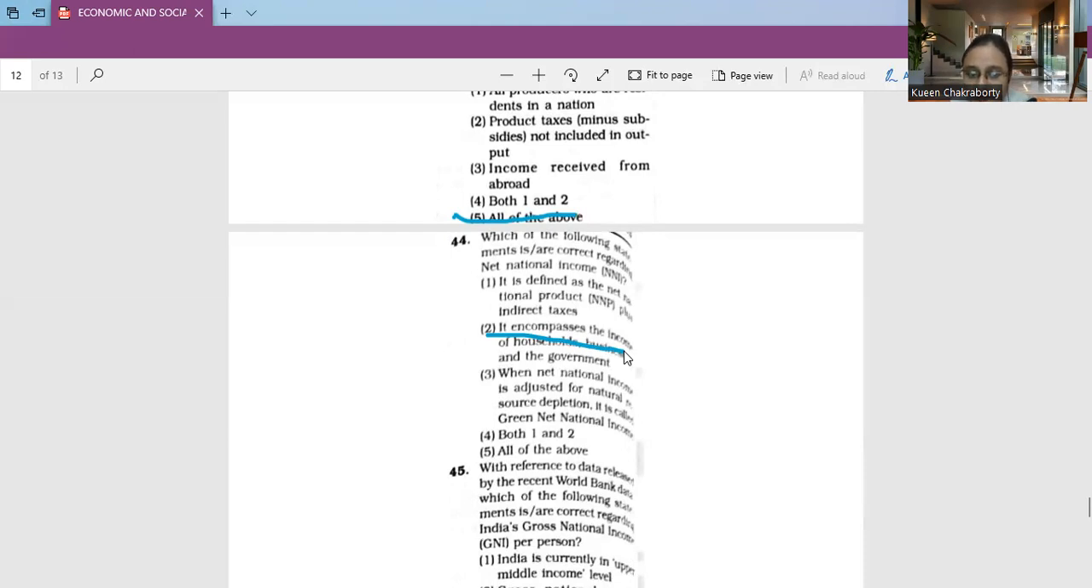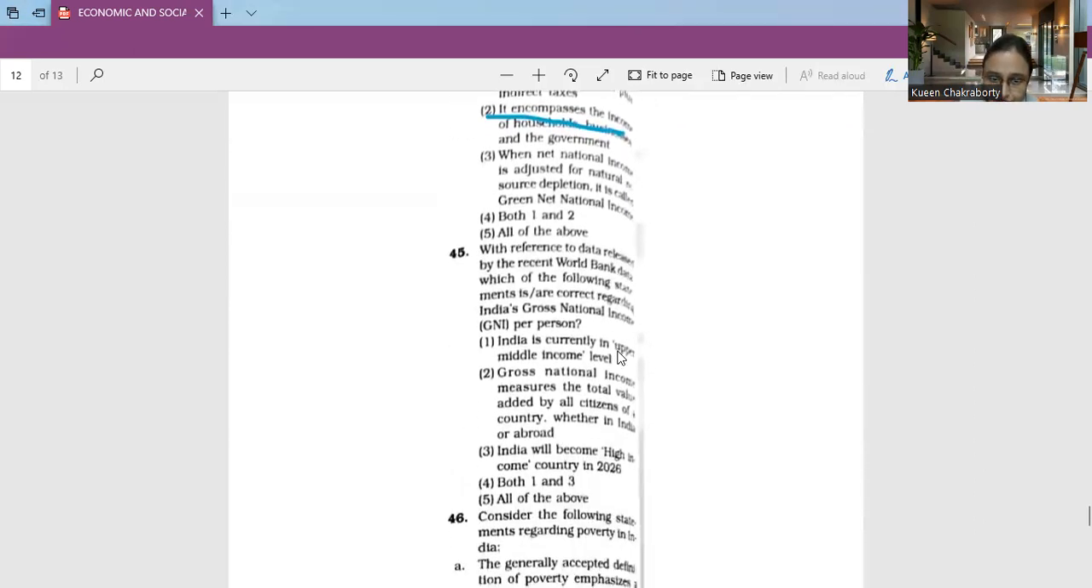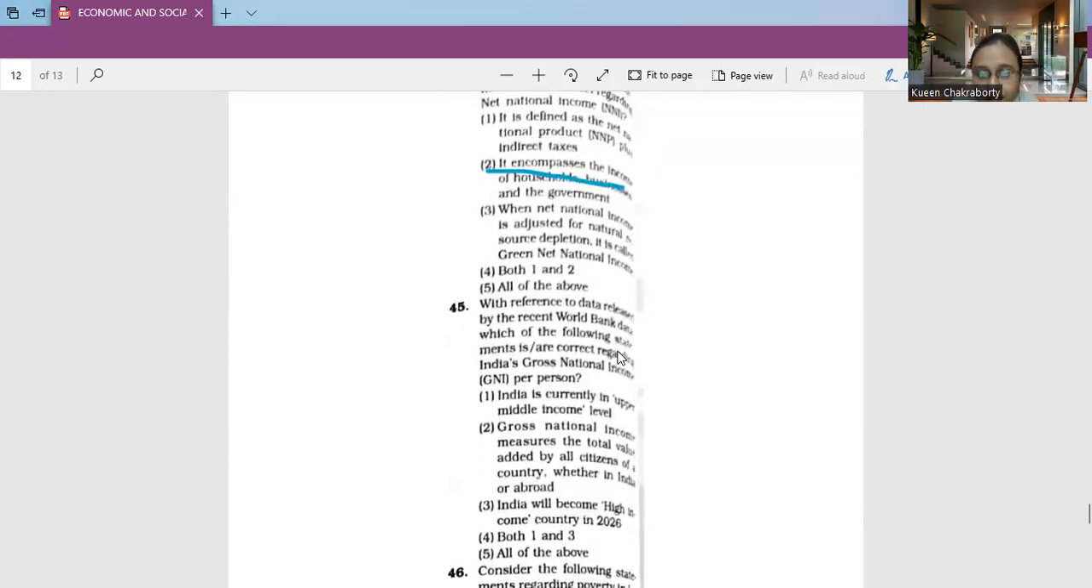So I hope this answer is quite clear enough. That is why option number 2 is the correct answer to question number 44. Next, moving on to question number 45. With reference to the recent World Bank data, which of the following statements is or are correct regarding India's gross national income, GNI, per person?